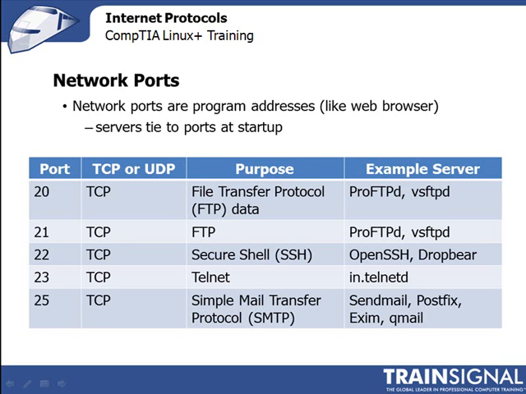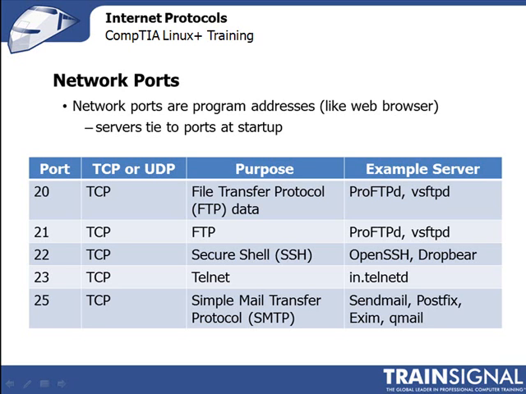First we have port 20, which uses the TCP transfer protocol. Its purpose is for FTP data, and an example server is ProFTPD or VSFTPD. Port 21 is exactly the same. Then we have port 22, which uses TCP. Its purpose is for secure shell, and example servers are the OpenSSH server and Dropbear. Next we have port 23, which also uses TCP, and its purpose is Telnet. And an example server is in.telnetd.